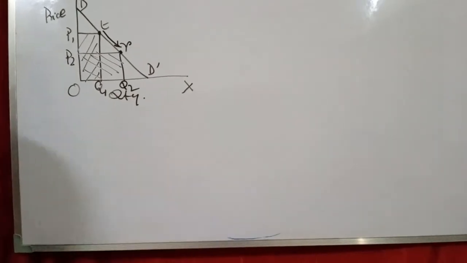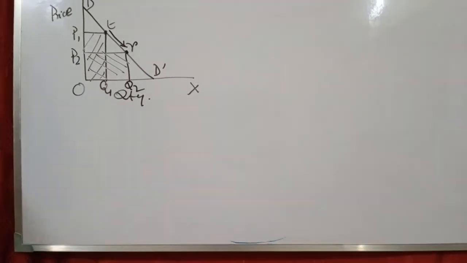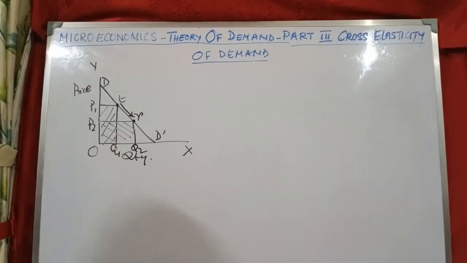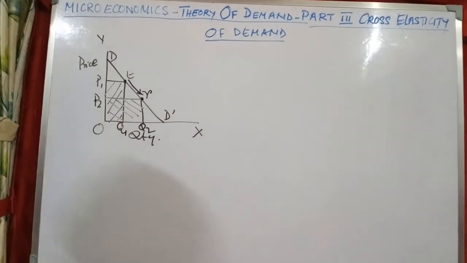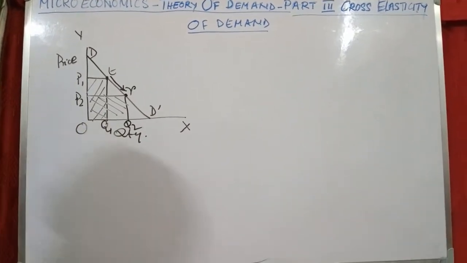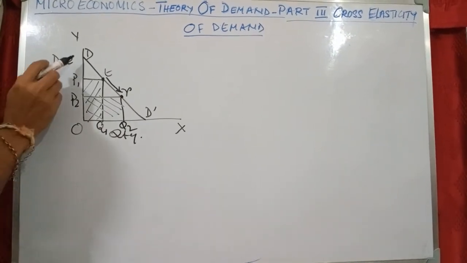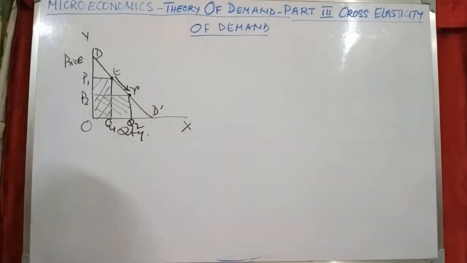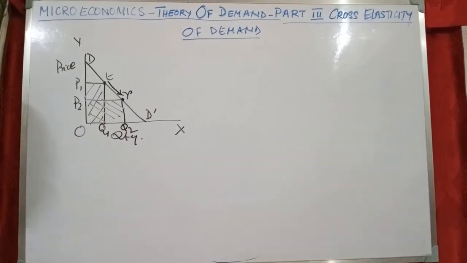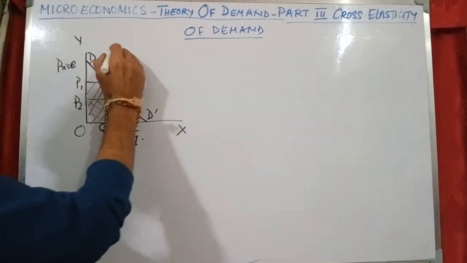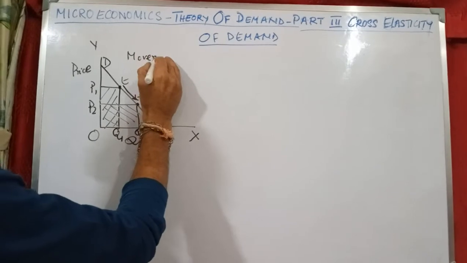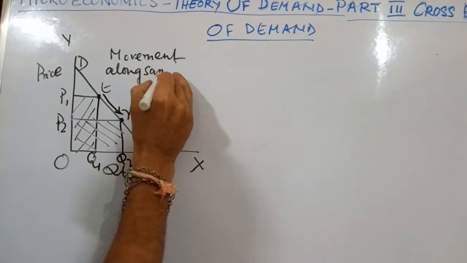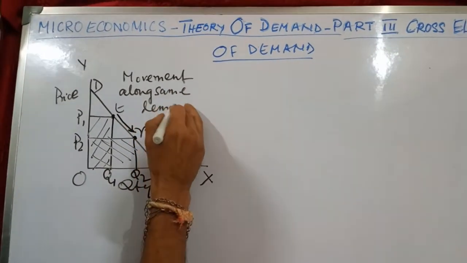Now you see, when there is only a change in price, all other factors remaining constant, that is income of the consumer, prices of the related commodities, that is price of substitute good, price of complementary good, tastes, preferences, everything remain constant. If only price changes, the consumer moves along the same demand curve. The consumer is moving along the same demand curve. Correct? This is called movement along the same demand curve.